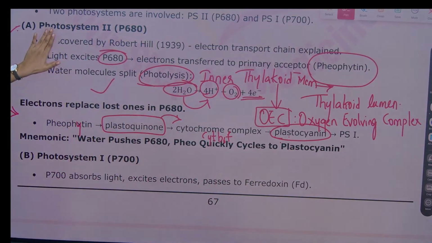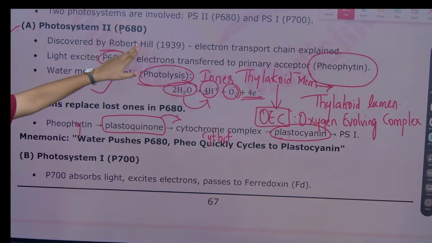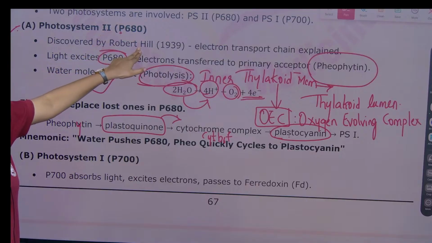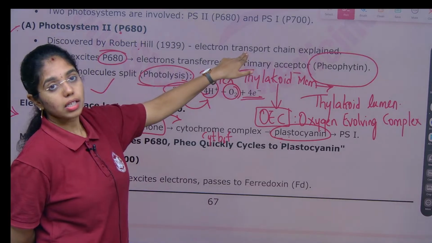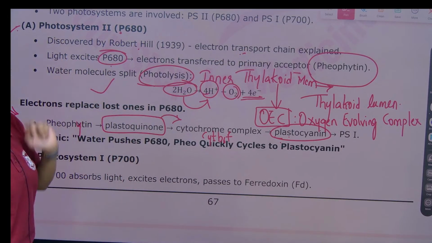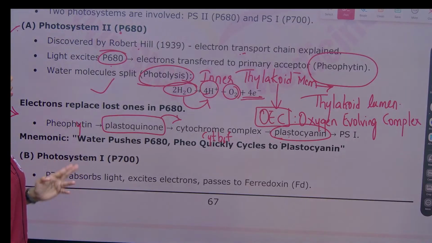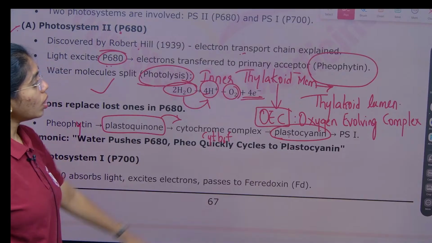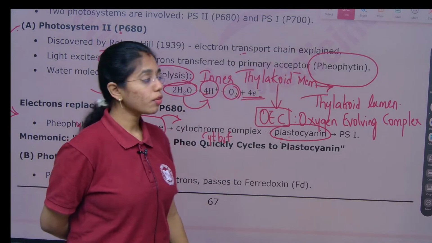Here photosystem 2 P680, which was discovered by whom? Robert Hill. And here the electron transport chain is explained, where the light excites up to what maximum wavelength here in photosystem 2? P680, and the electrons are transferred to the primary acceptor, that is pheophytin.